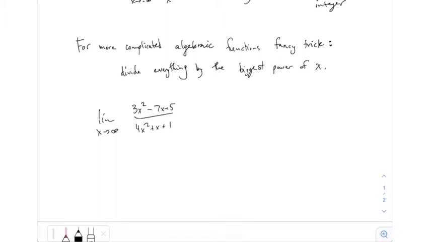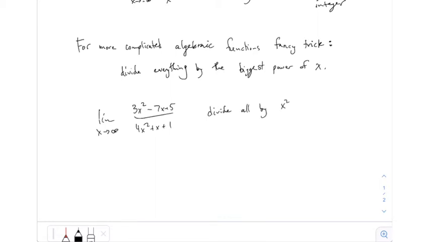And the trick, like I said, is divide everything by the biggest power of x. So you want to look everywhere here on the top and the bottom. What's the biggest power of x that you see anywhere? And I see x squared is the biggest power of x that I see anywhere. So I'm going to divide everything on the top and the bottom. I say divide all by x squared.